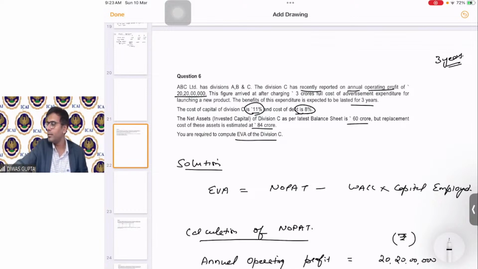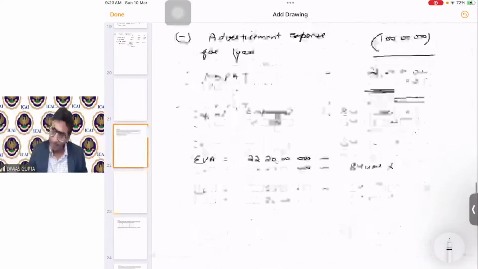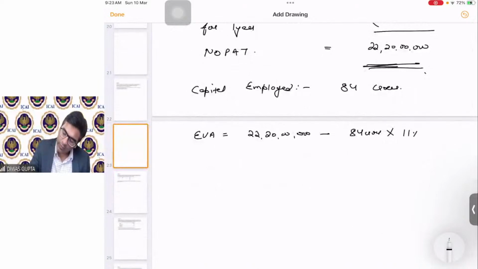It should be, yes, Jyoti, you are correct. It should be 11% because 8% is only cost of debt, which is not relevant here. Okay. Into 11%. So this is how much? 84 crores into 11%. 9 crore 24 lakhs.